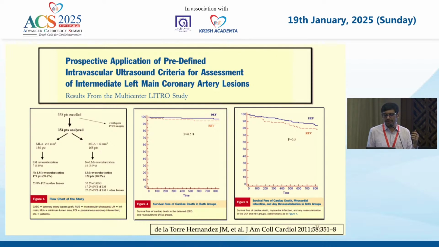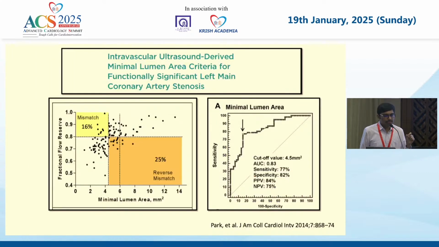There is absolutely no difference in the outcomes. The worst outcomes happen in a group of people where patients had less than 6 millimeter square lumen area and were treated medically. So why not 4.5 millimeter square area?